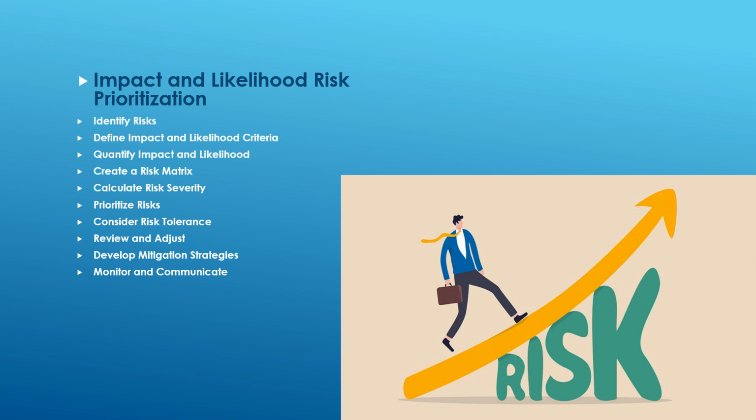The fifth is to calculate risk severity. Now, multiply the impact score by the likelihood score to calculate the risk severity. This combined score gives a more comprehensive view of the risks. Higher severity scores indicate risks that require more attention.